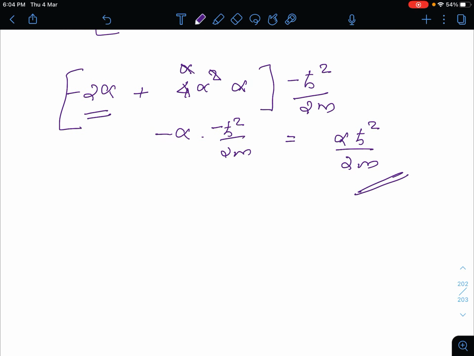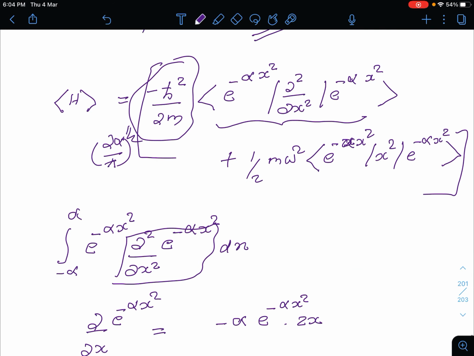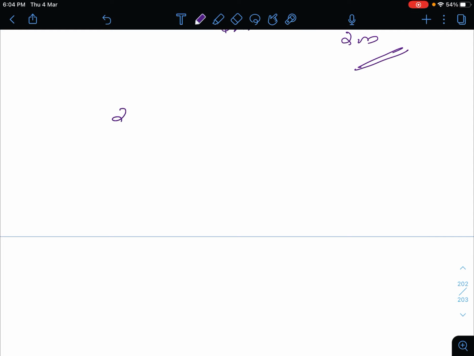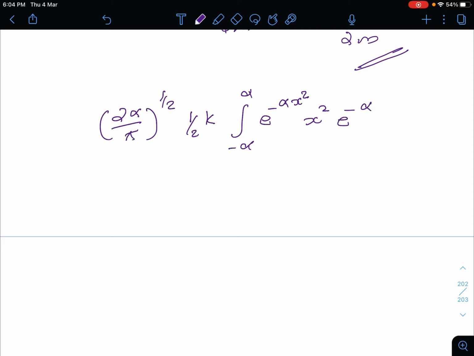Now let's move on to the second part. What is the second part? The second part is 2 alpha by pi all raised to half k integral minus infinity to plus infinity e raised to minus alpha x square, x square, e raised to minus alpha x square dx. This is what you will be getting. Am I right?